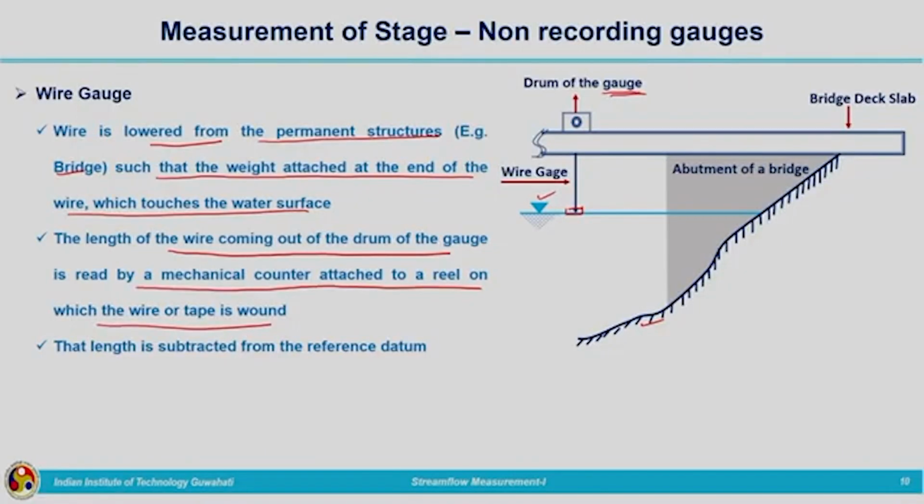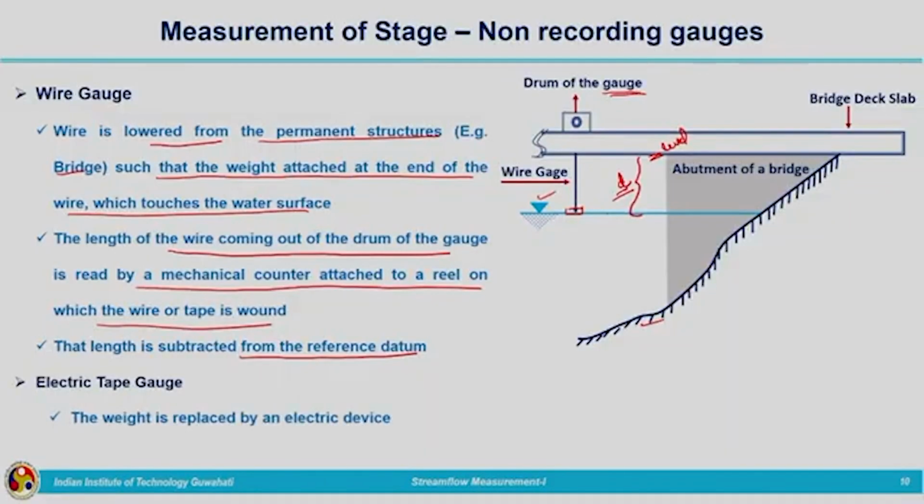And if we subtract that length from the reference datum, we will get the water depth in the river. So, from this particular point to the water level, how much is the depth we will be getting, and from the reference datum, from this datum level, how much is the level, from that we will be subtracting this d, so that we will get the water level at this particular point, and depending upon the position of the weight, we can get different water levels.